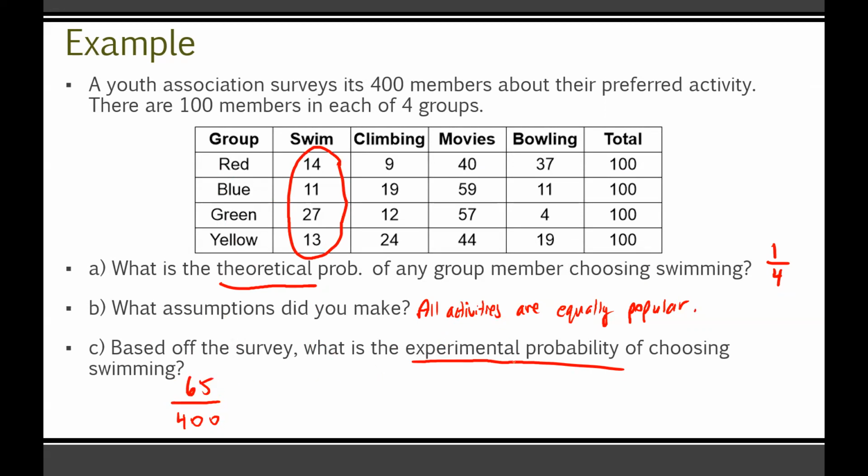So the experimental probability of choosing swimming is 65 out of 400. You could probably simplify that fraction down. I know you could divide by 5, and I think that's probably all you can do here. So if you divide both the top and the bottom by 5, that gives us 13 out of 80. So 13 out of 80 is the experimental probability of someone choosing swimming.